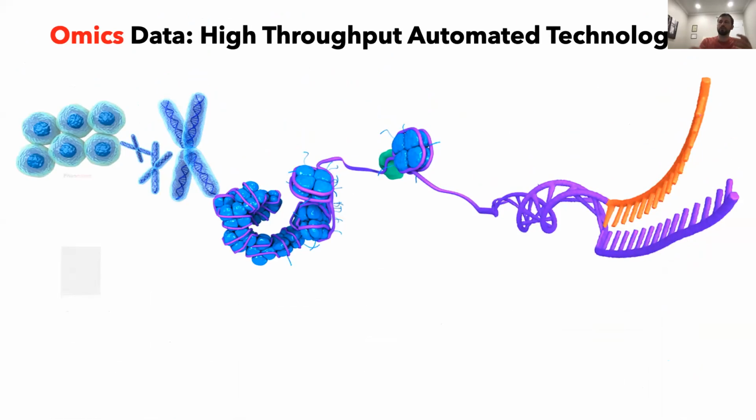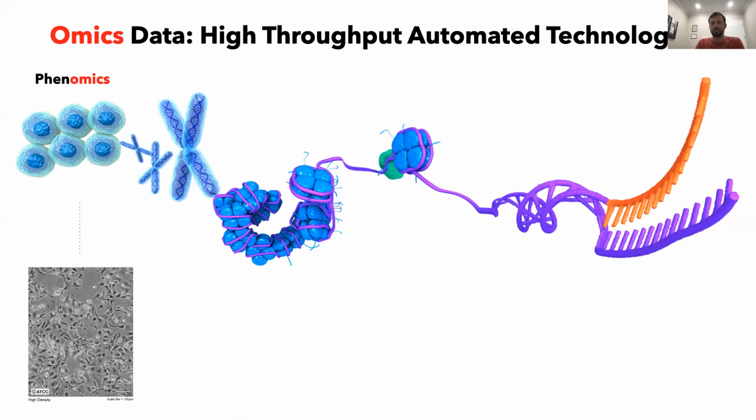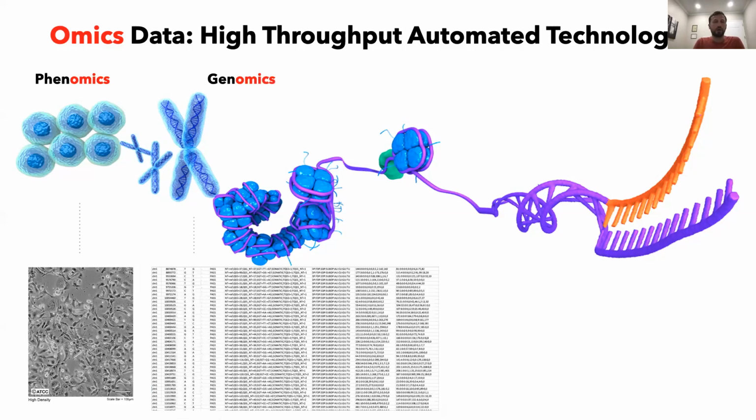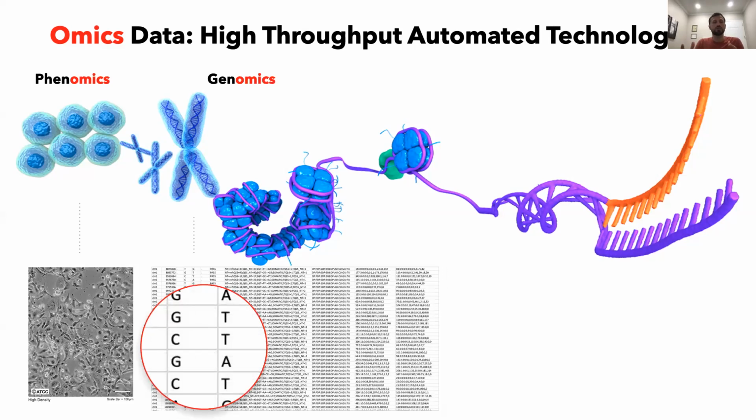For example, one of the first data types is phenomics. Phenomics talks about external characteristics of a sample. That could be a tissue type, that could be cell morphology, it could be a description of what that sample is. And as we can generate a lot of this data, it also needs to be processed and analyzed. But the next type of data that probably many of you are familiar with is genomics.